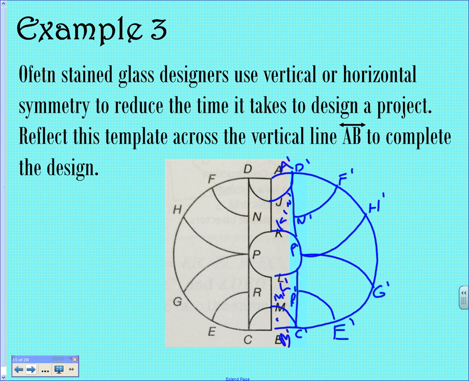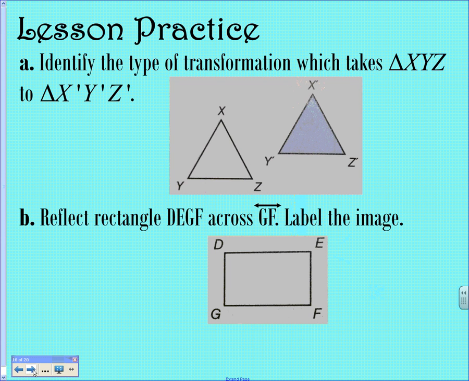Right. Good job. All right, any questions on that one? All right, so identify the type of transformation. Translation, moving, which is a translation or a slide. Okay? So someone has to go reflect rectangle DEGF across the line GF. I did them in the wrong order again, I think. Yep. So who wants to go reflect it?